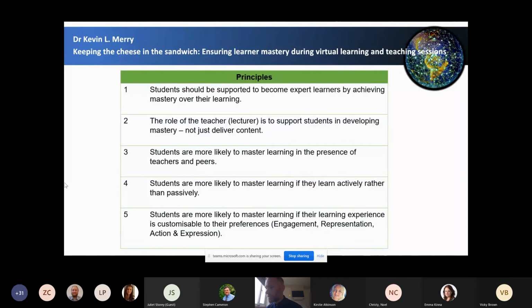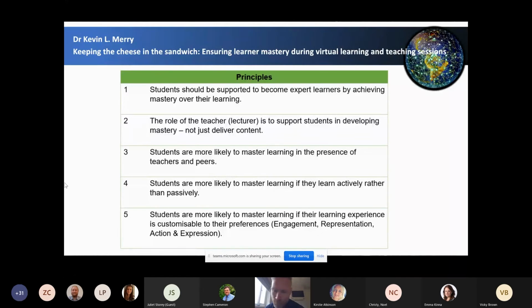I'm going to talk to you a little bit now about this idea of the cheese sandwich. The cheese sandwich is effectively an approach to instructional design. This is how we supported our staff at De Montfort University to design learning and teaching sessions that had UDL at the heart of them. And the cheese sandwich is based on five core principles.